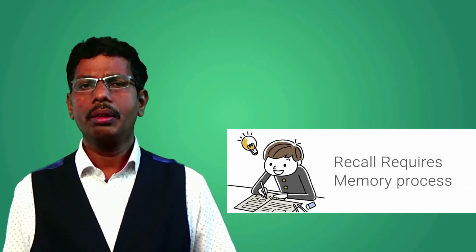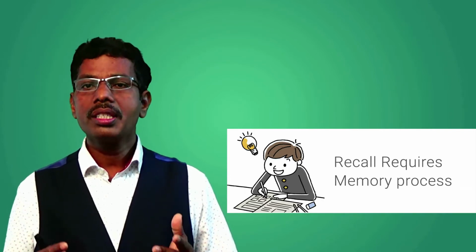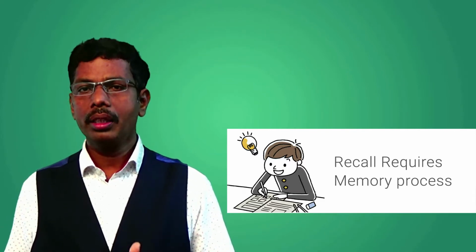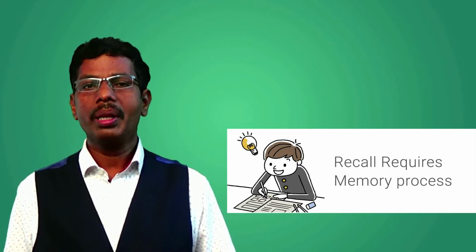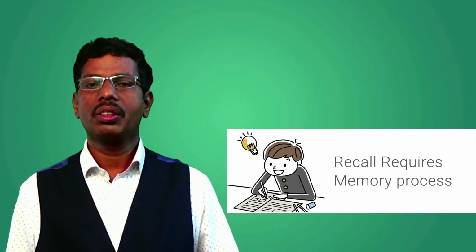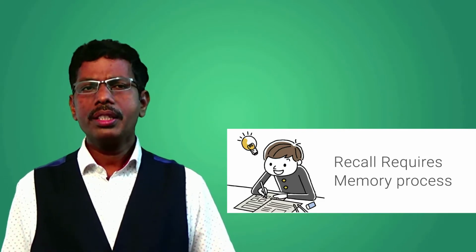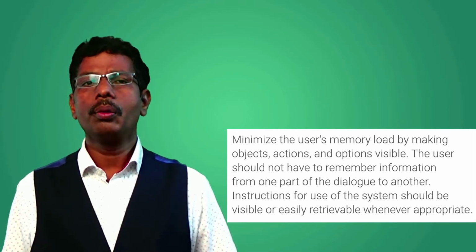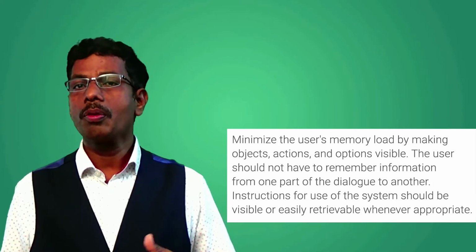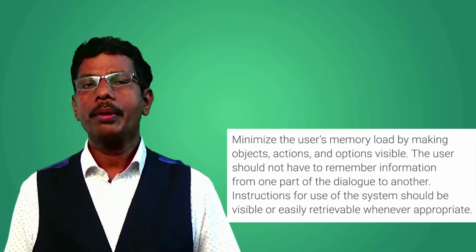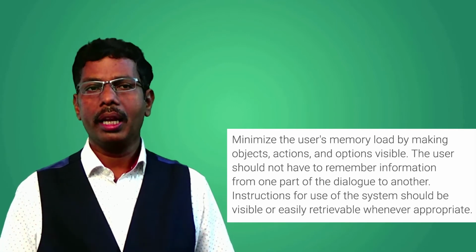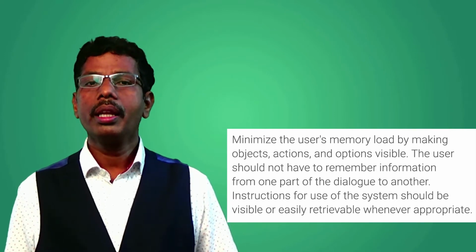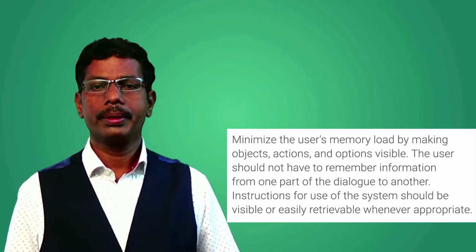There are two parts involved in each interaction, which are recognition and recall. The first one, recognition, happens easily based on familiarity. The second one, recall, requires a memory process which can vary based on context. So Nielsen's heuristic is recognition rather than recall. Minimize the memory load by making objects, actions and options visible. The user should not have to remember information from one part of the dialogue to another. Instructions for use of the system should be visible or easily retrievable whenever appropriate.